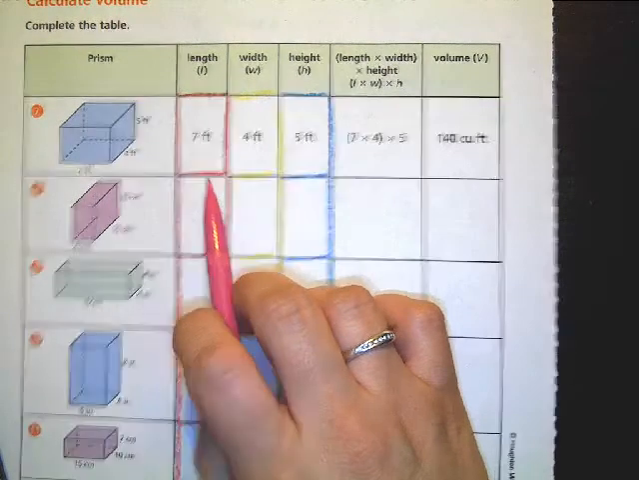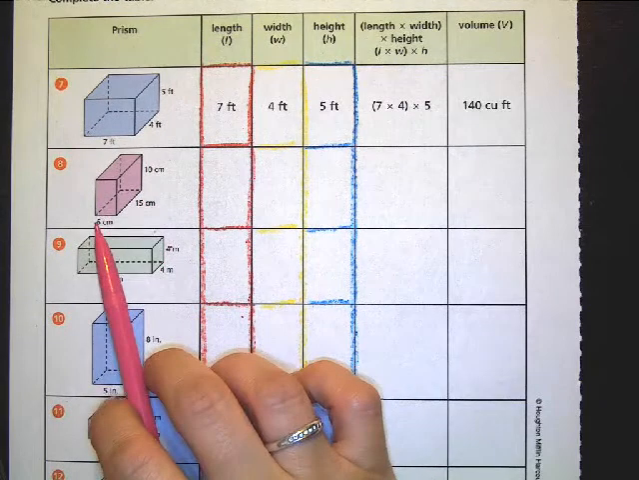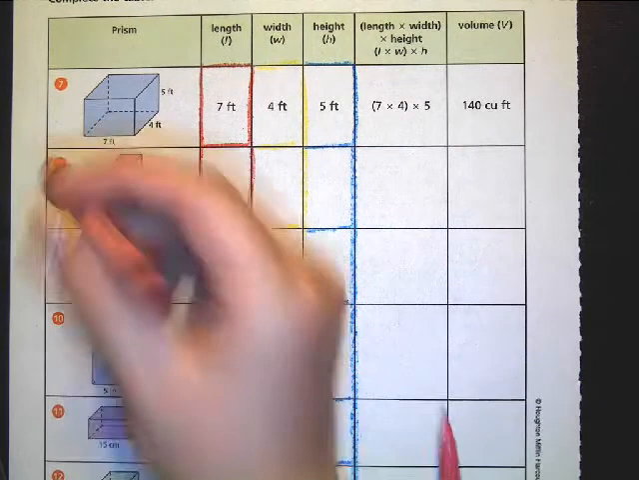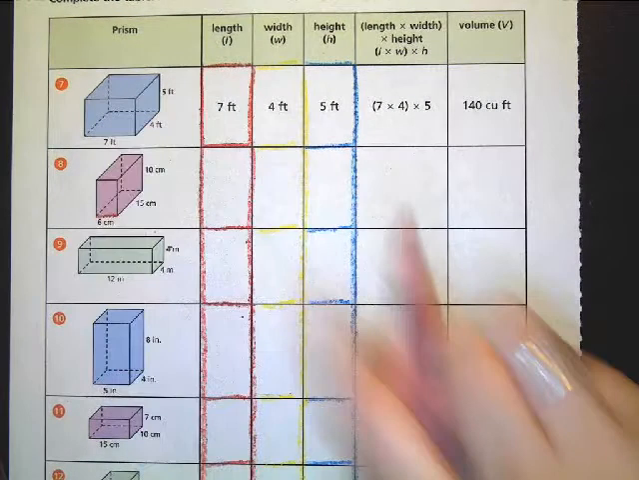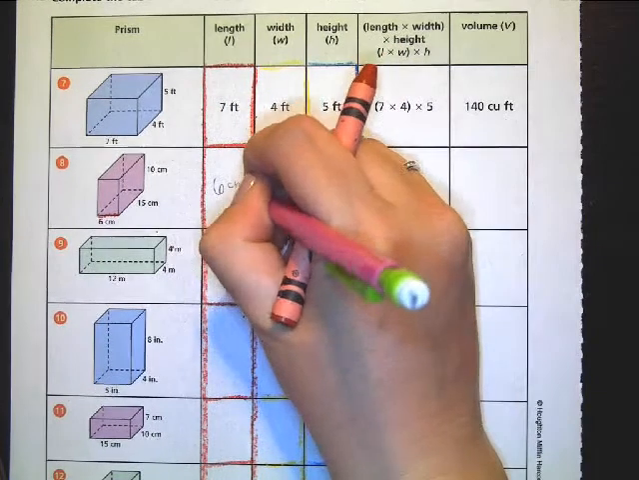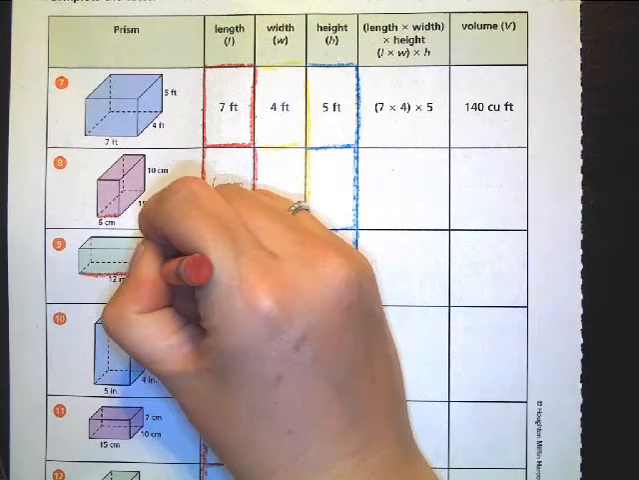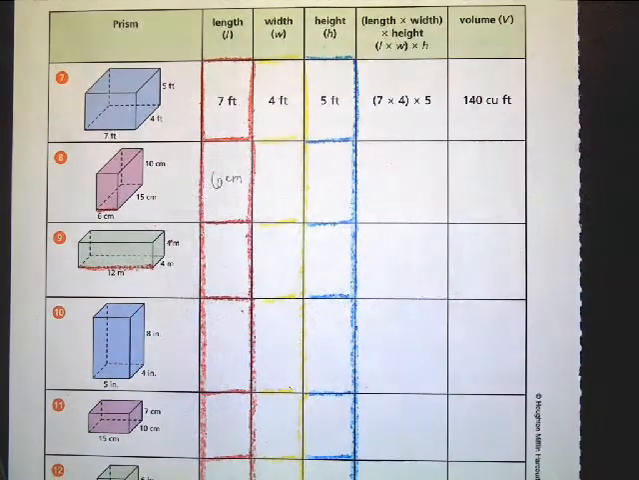Let's just go ahead and search for all of the lengths. How long is this shape on number 8? From left to right. Let's just take our red. 6. But we also have to put what the measurement is. So it's 6 centimeters. What about the length on this green one on number 9? What is that number?